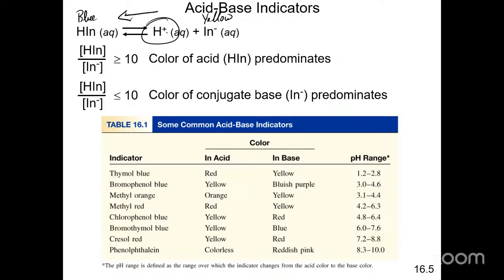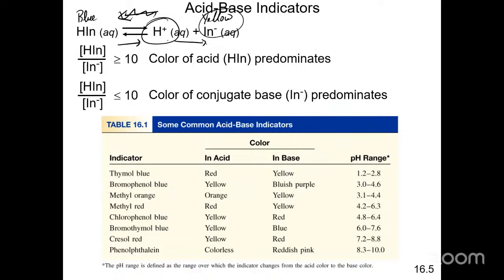On the other hand, if you add a lot of base to it, the base would reduce the concentration of the H plus, and therefore the equilibrium will shift in the other direction, and therefore the yellow-colored conjugate base will predominate, and therefore the solution itself will be yellow, all right?